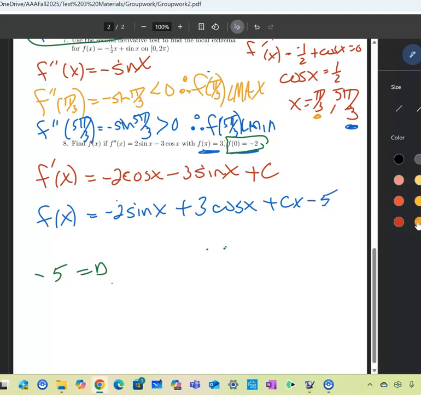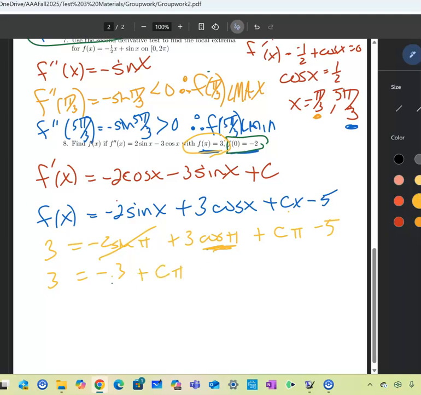So negative 5. Now I'm going to use the other piece of information, right? I'm going to use this piece of information so that I can find out what c is. So 3 is equal to negative 2 sine of pi plus 3 cosine of pi plus c pi minus 5. That is 0, this is negative 1, right? So I get 3 equals negative 3 plus c pi minus 5. So this gives me a negative 8. Add it over to the other side, and that'll give me 11.